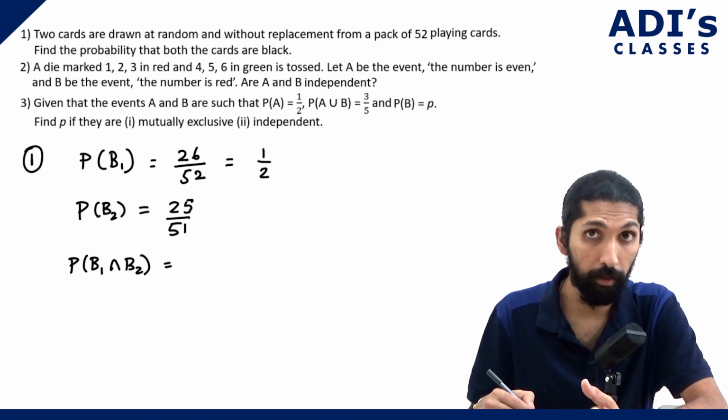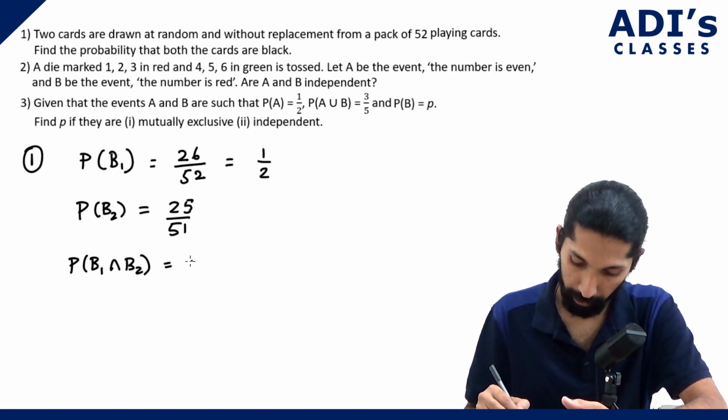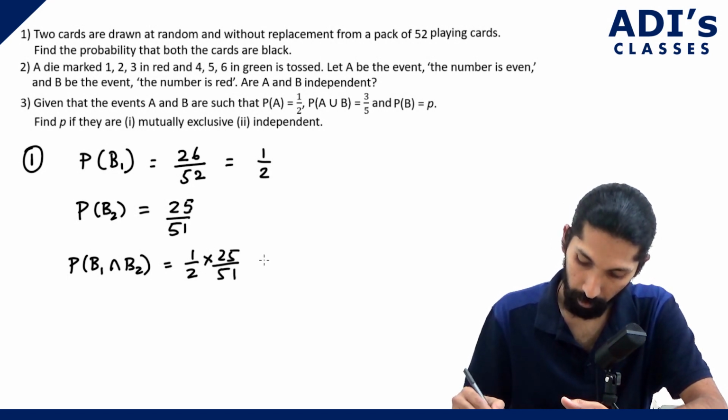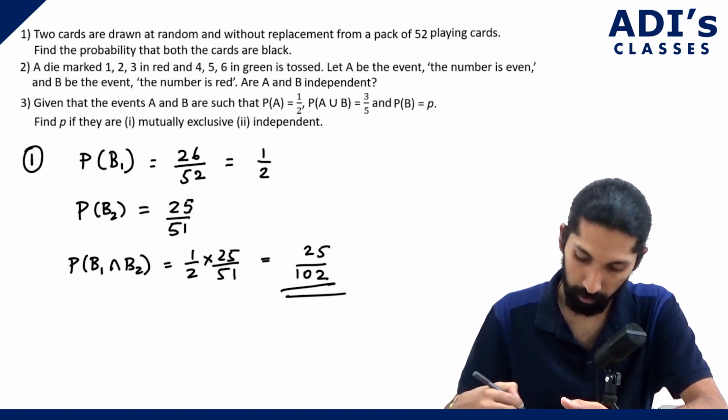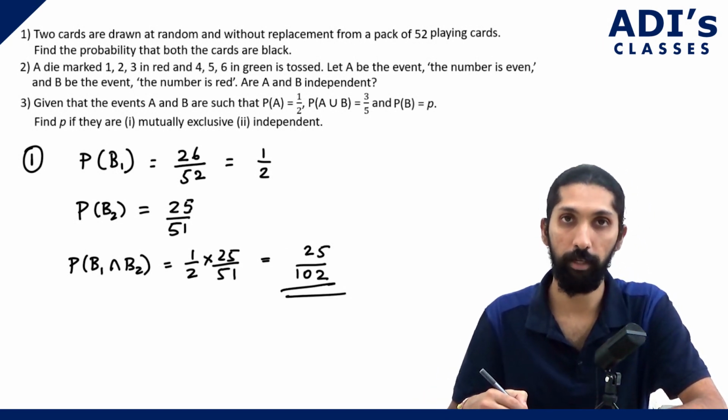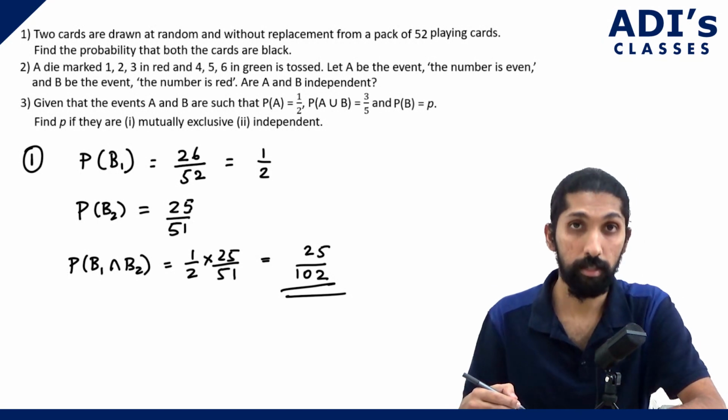So what is P of B1 intersection B2? That both of them are there. So 1 by 2 into 25 by 51. So 25 divided by 102. That's it. That's the answer for the first one. Fair enough? Now let's do the second one.